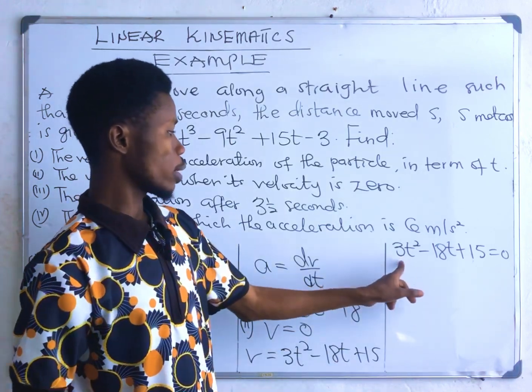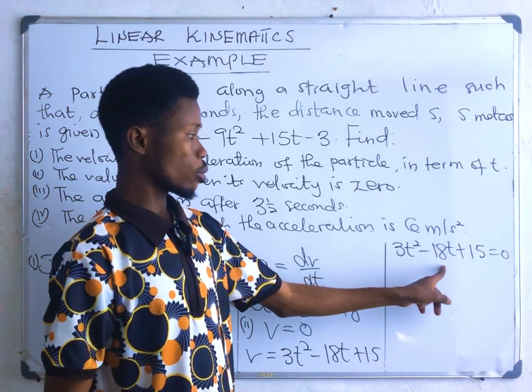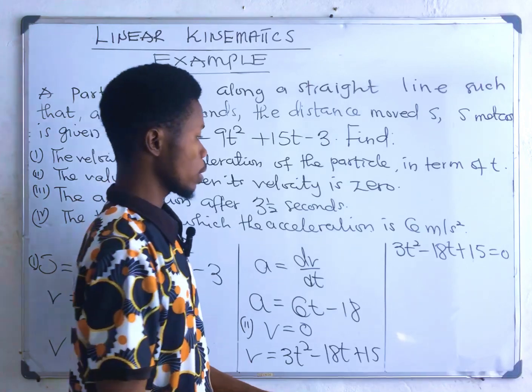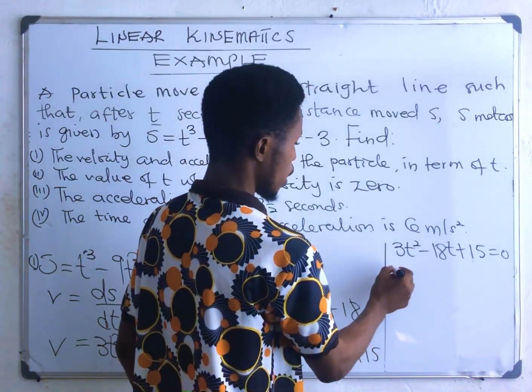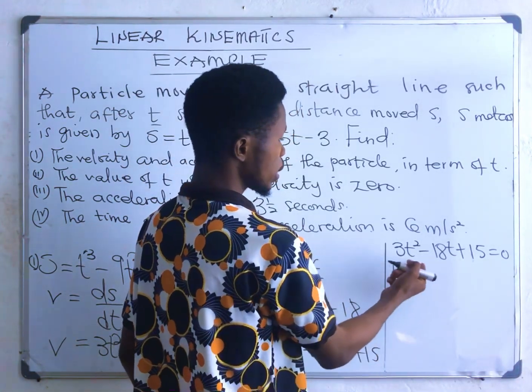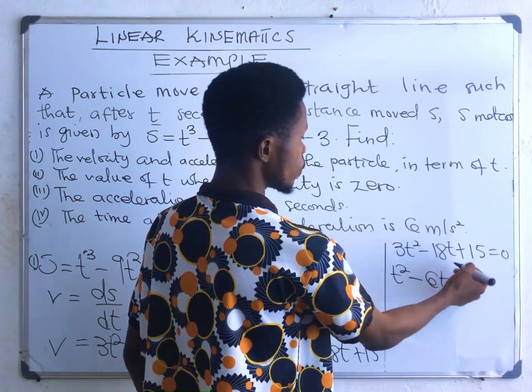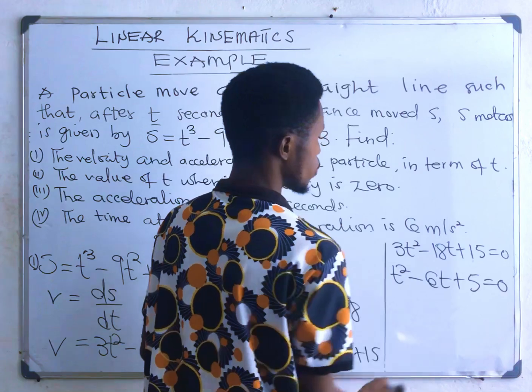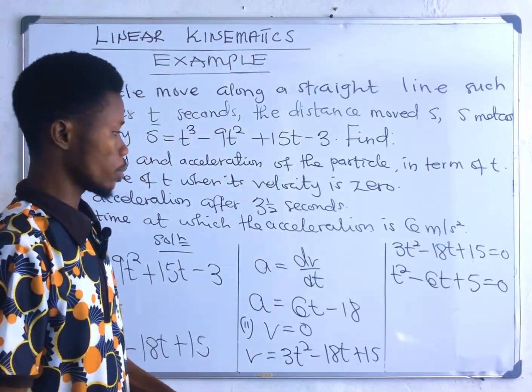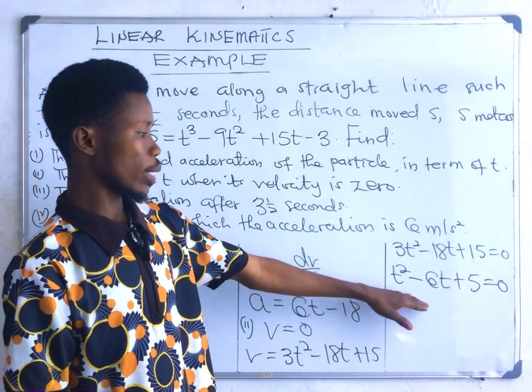Now, if you look at this one, I can divide through by 3 because 3 can go into 18, and into 15, so it's a common term. If I divide through by 3, I'm going to have t squared minus 3 going into 18 6 times, so 6t plus 3 going into 15 5 times equals 0. I hope this is right. Good. So this is a quadratic equation.